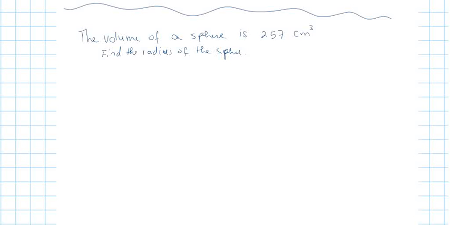So the volume of a sphere is 257 centimeter cubed. Find the radius of the sphere. Okay, so first of all, we have to set up our formula, which is volume equals 4 pi r cubed over 3. You can do this in isolation step by step, or you can do it all together. It's all up to you.